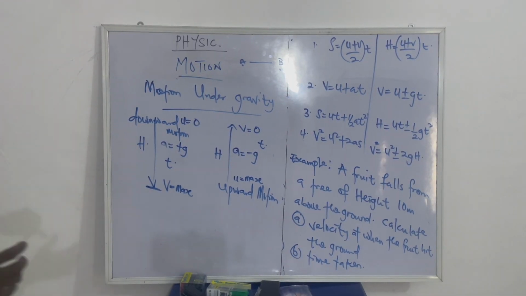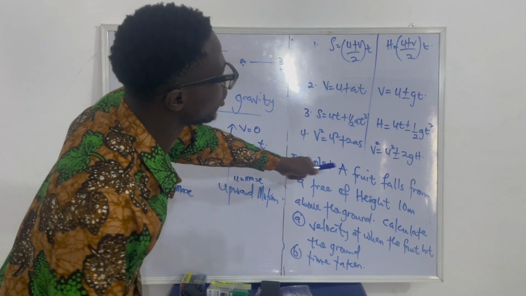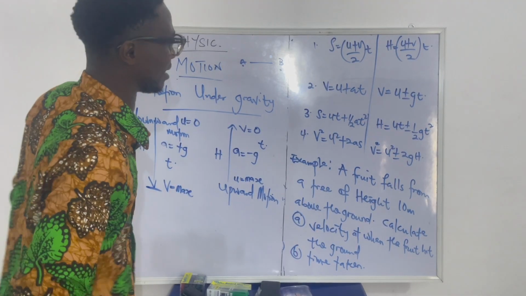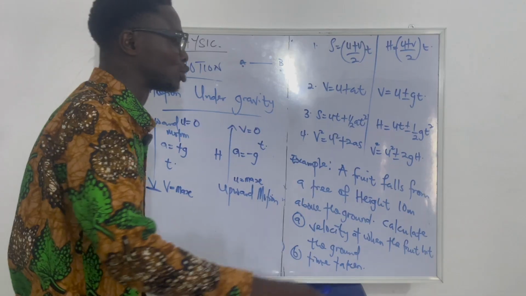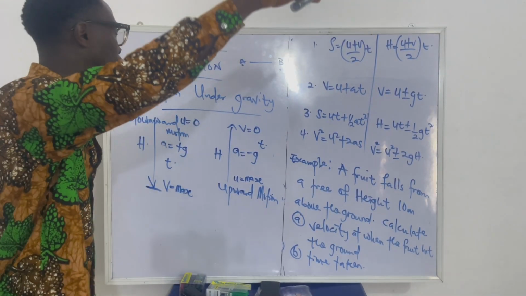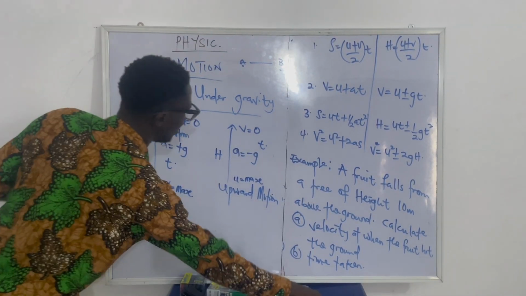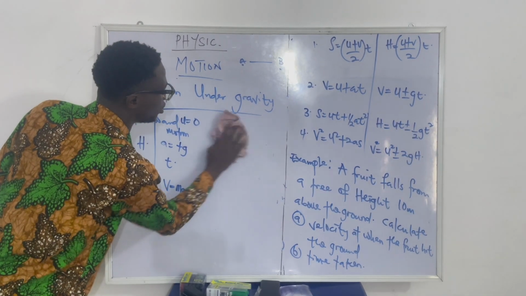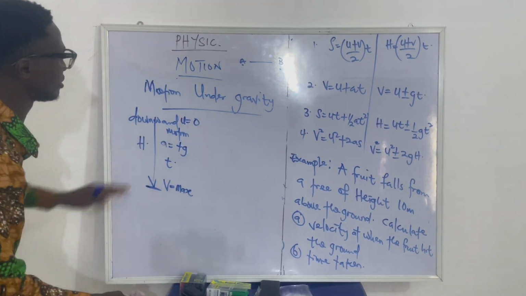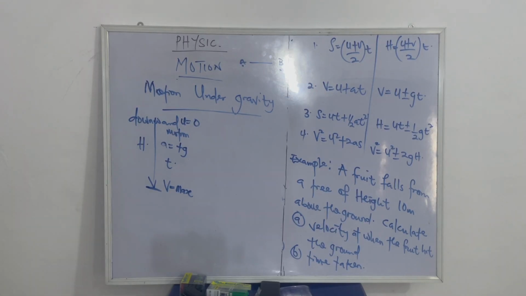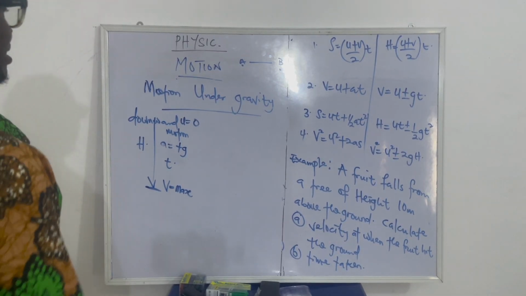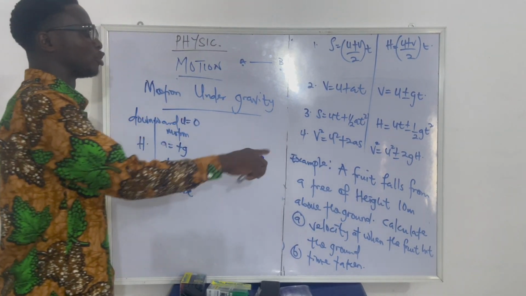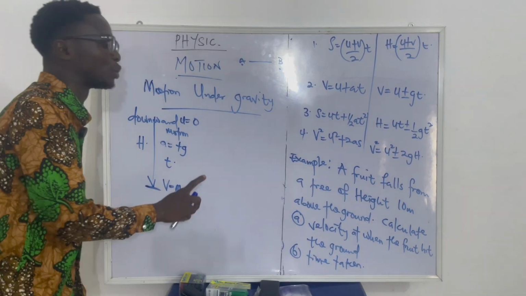So now, when we said a fruit falls from a tree of height 10 meters above the ground, it's a falling fruit, then we know that we are talking about downward motion. We are not talking about upward motion here. So we are going to use this diagram to explain this question. A fruit falls from a tree of height 10 meters above the ground.